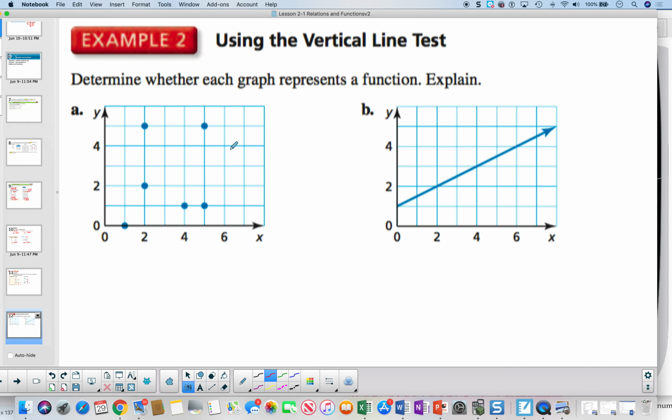Let's see if we can determine whether this is a function or not, and the answer is no, and the reason why is because the number 5 has two y's going with it, and so does the number 2. Is this a function? The answer is yes. Every x has only one y.